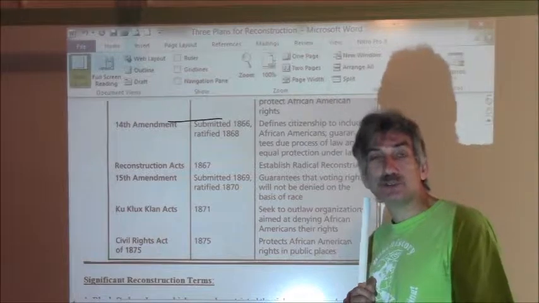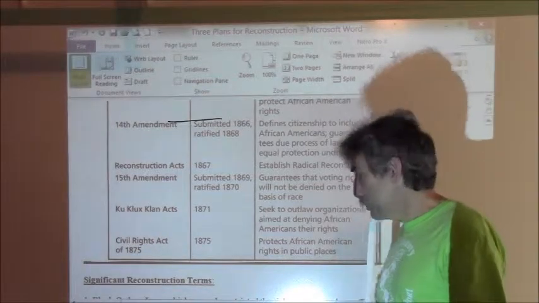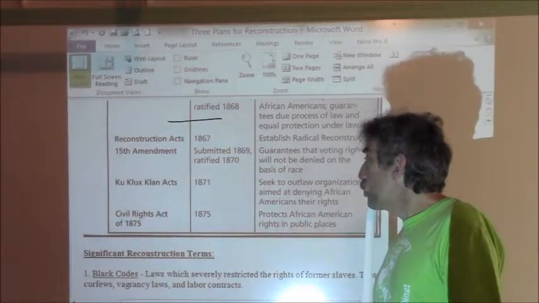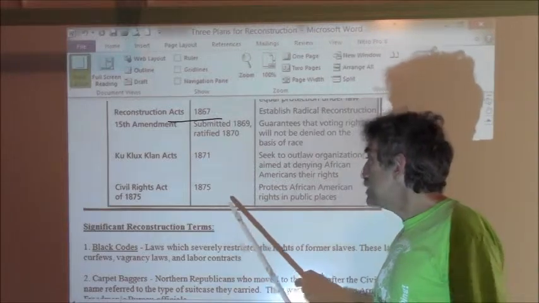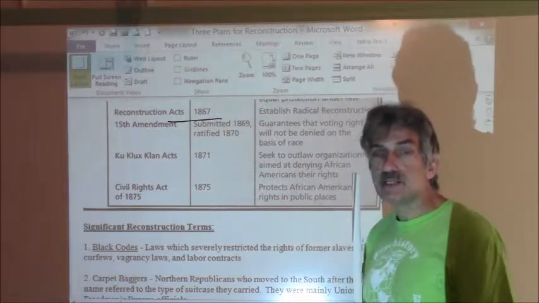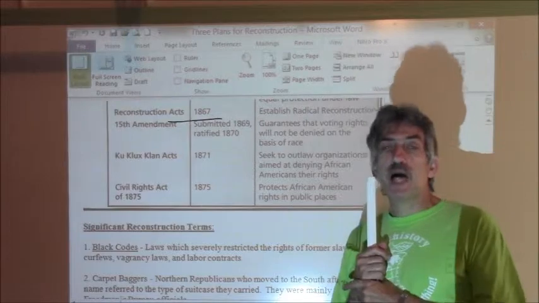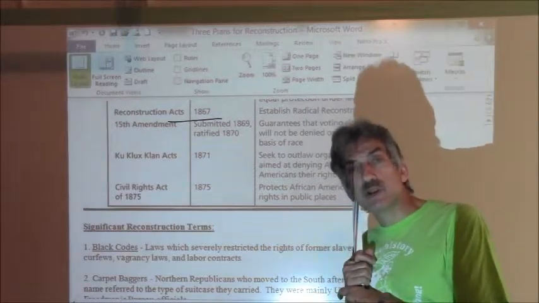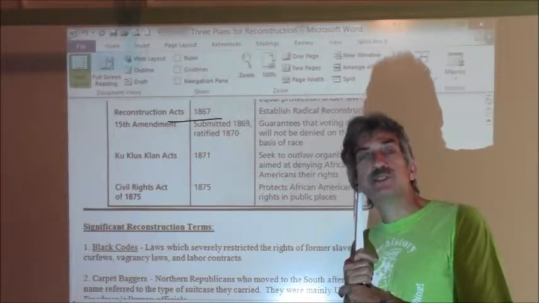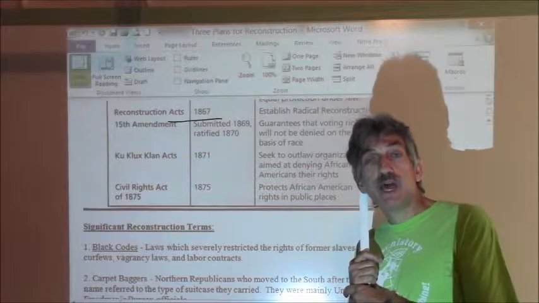And that psychology was used very potently, for sure. And finally, we're going to get the Civil Rights Act of 1875, and that's going to protect the rights of blacks in public places. You might think that that already occurs under the 14th Amendment, but there's significant challenge to those things as we go through.